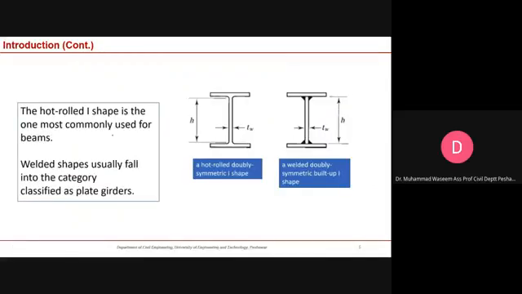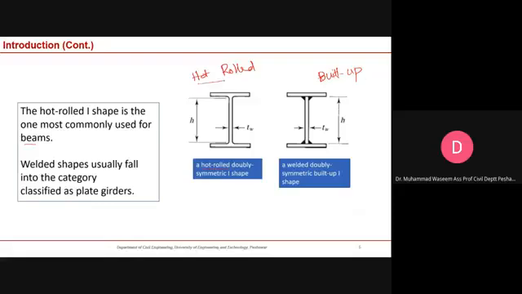So as I told you, there can be two types of sections based on the availability in the market. Like if you are doing some analysis or design in America or some other well-developed state, hot roll sections are available. So there are two types of sections which are commonly used as beams or girders. We call them hot roll doubly symmetric I shape, or forget about the other description. You just remember hot roll sections and built up sections, okay? Built up sections. I have missed an L here, built up sections.